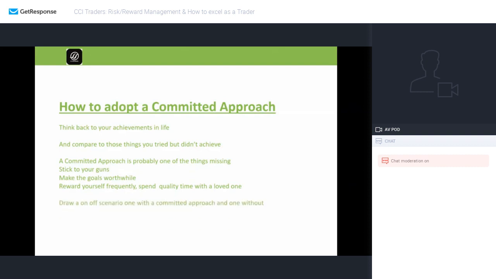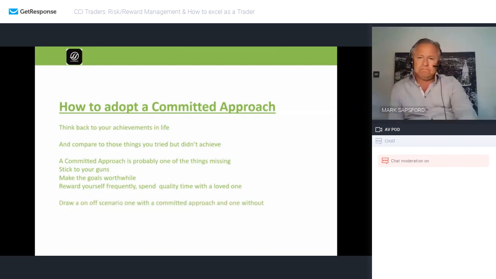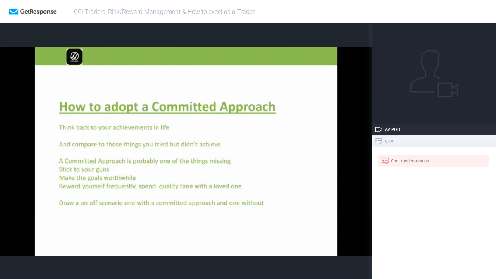And draw an on-off scenario, one with a committed approach and one without. So get a piece of paper, draw a line down the middle, put the things which you are committed to on the left and the things you aren't committed to on the right, and try and get them all over onto the left-hand side.